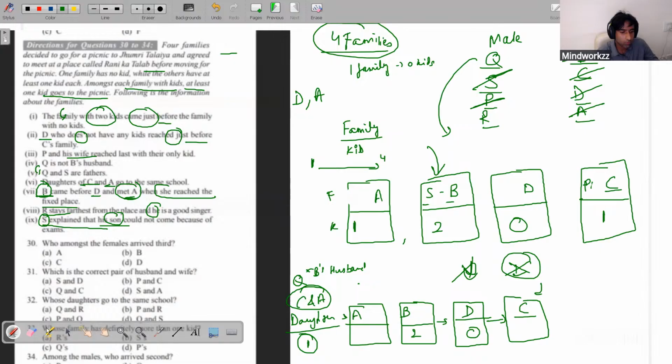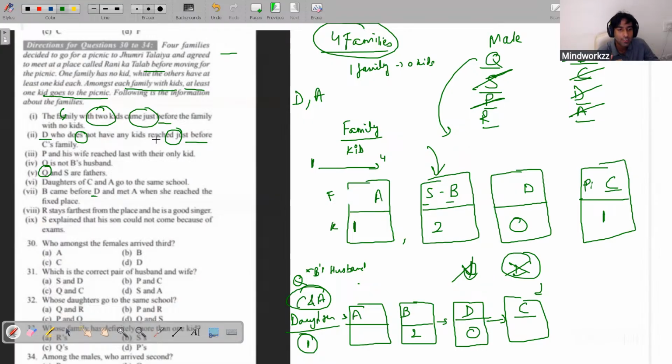Now, if you see, it told you in clue number 5 that Q and S are fathers. Here was an important clue. This is very, very important. If Q and S are fathers, that means, who is a father? Father is somebody who has a kid.